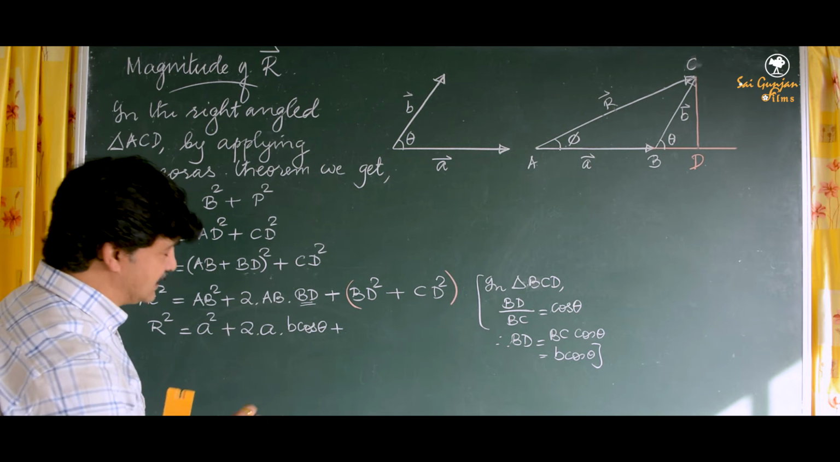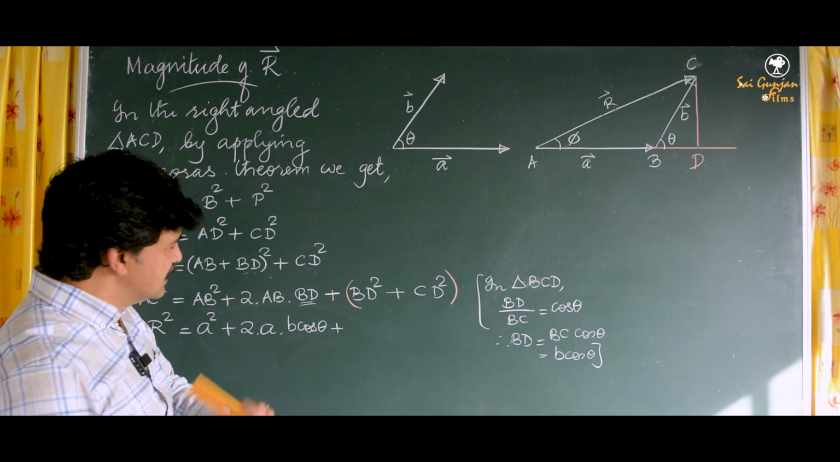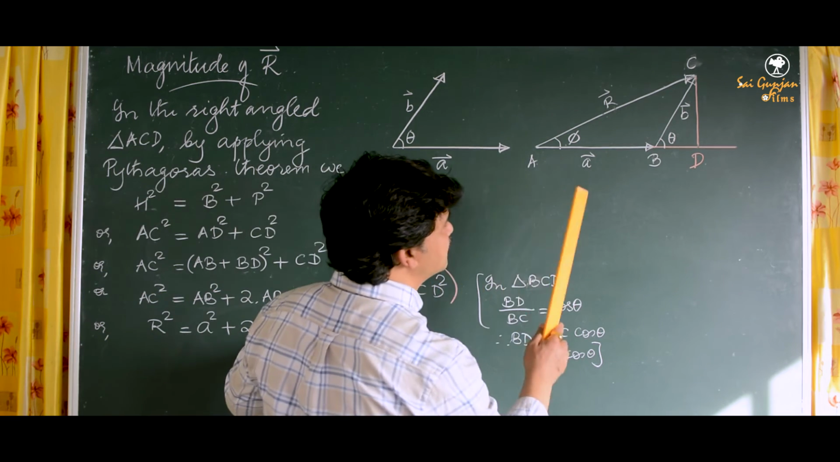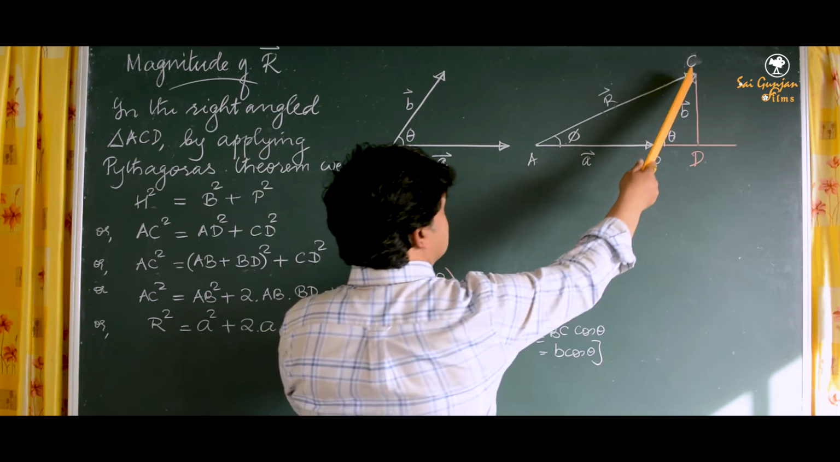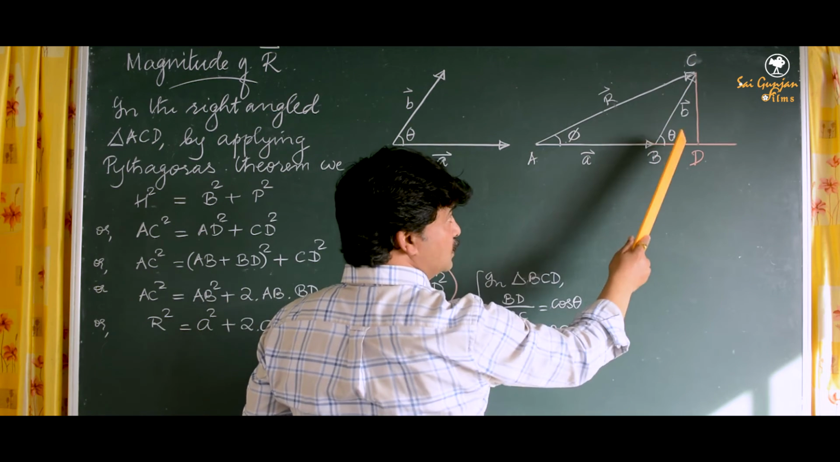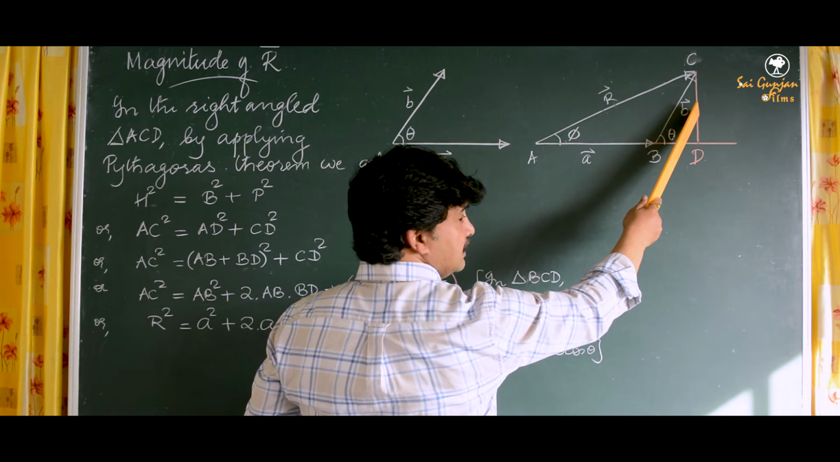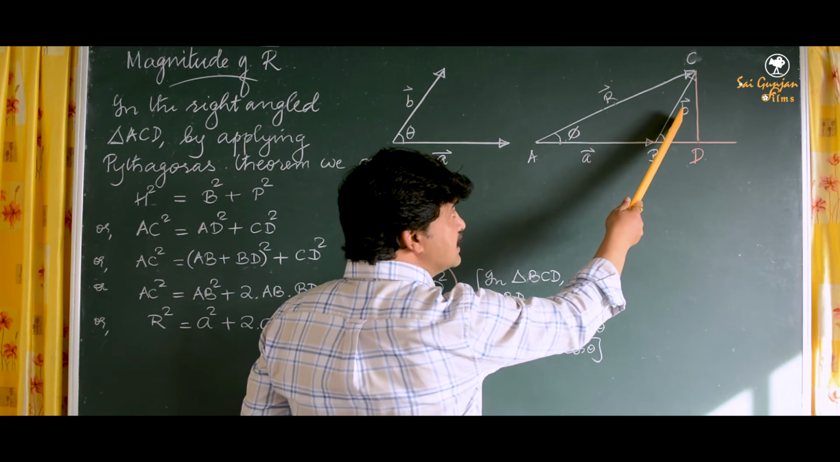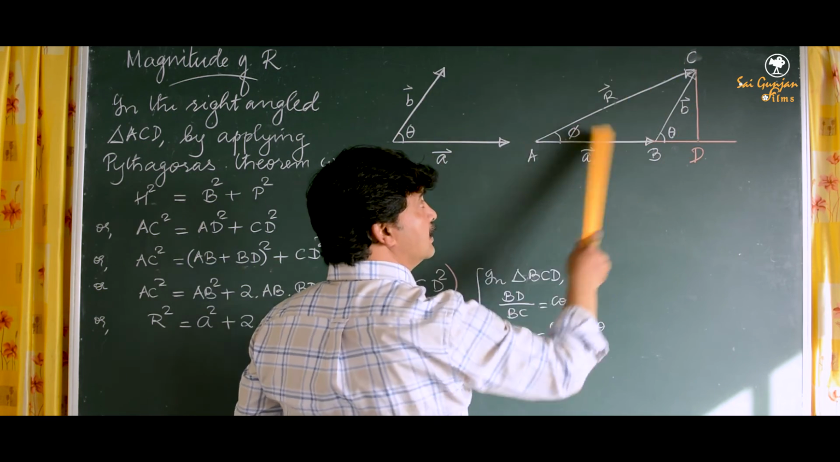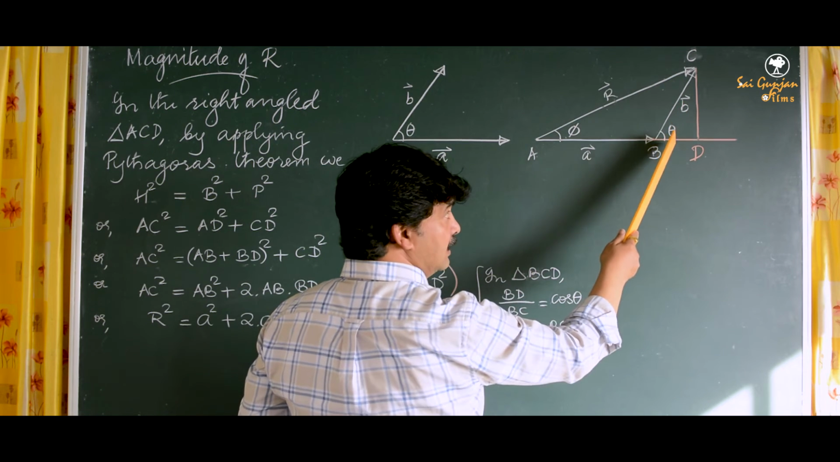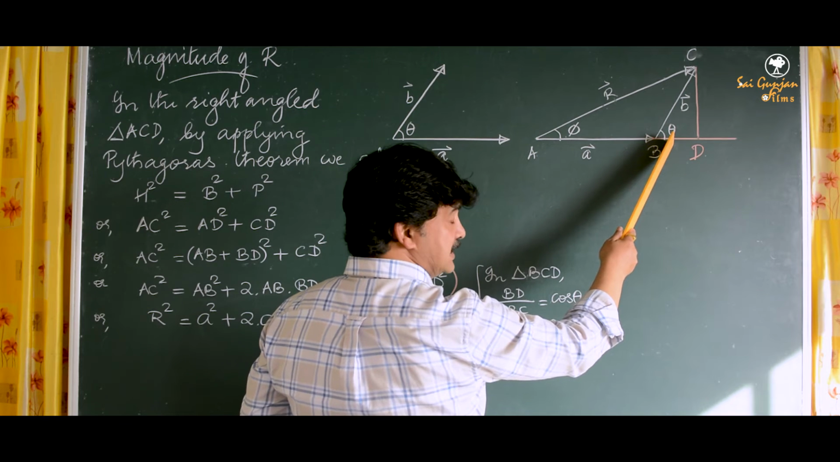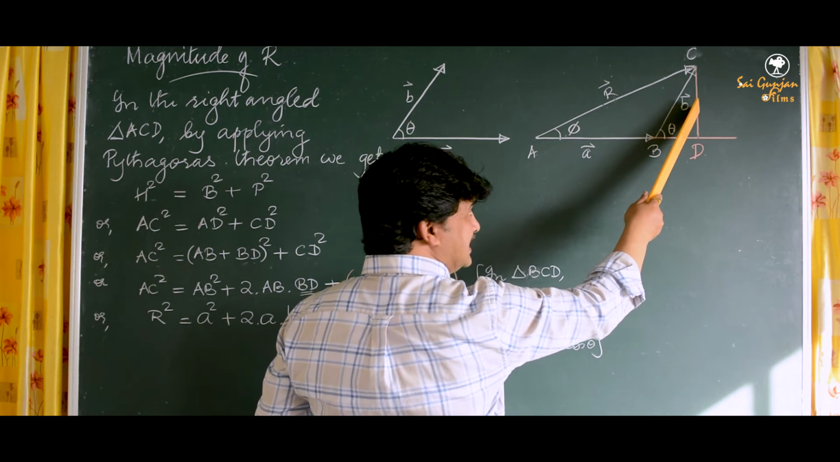Why? The reason is this. Now this BD, side BD, where is BD? This is BD, isn't it? And where is CD? This is CD, isn't it? So BD and CD, they belong to this triangle, not to the larger triangle, isn't it? They belong to this triangle. And for this triangle, what is BD? It is the base.